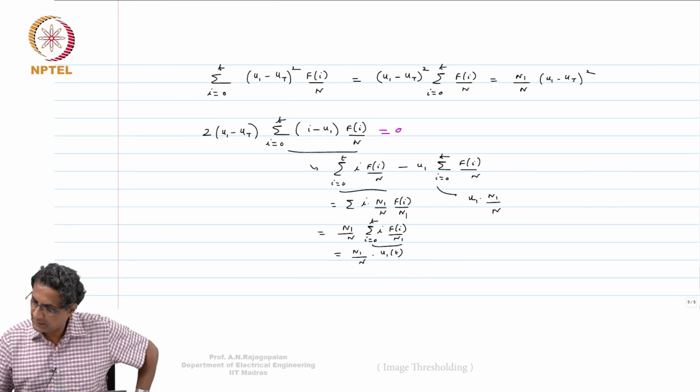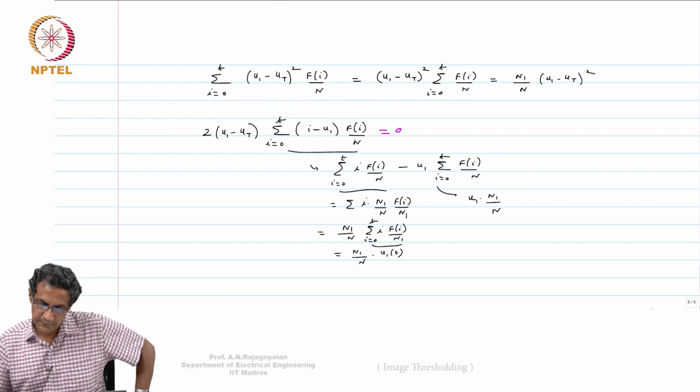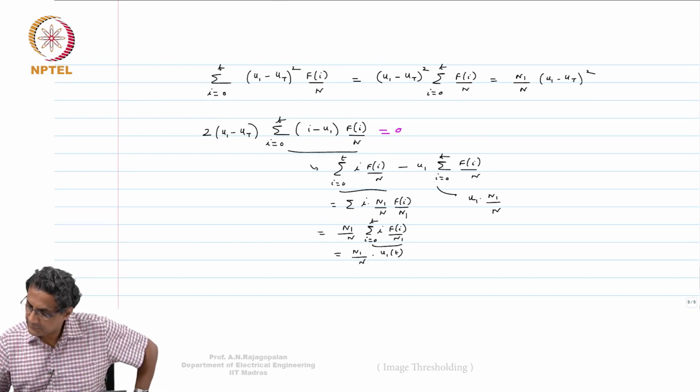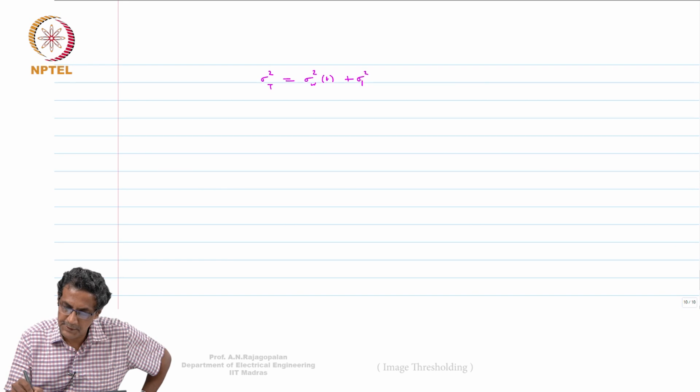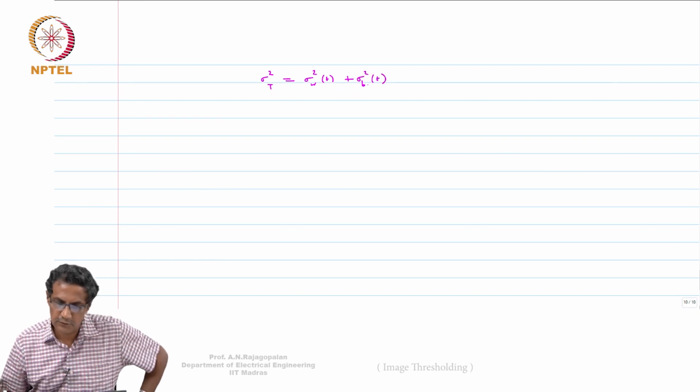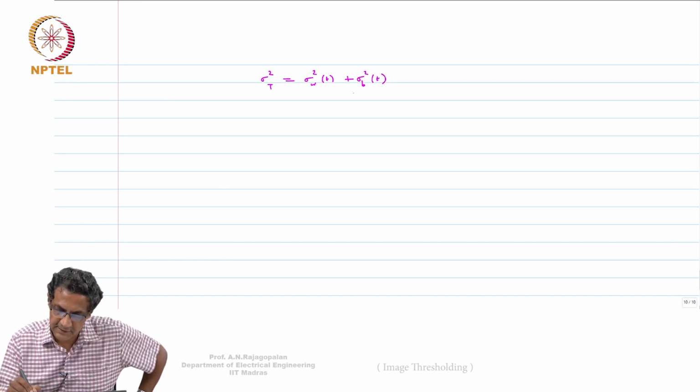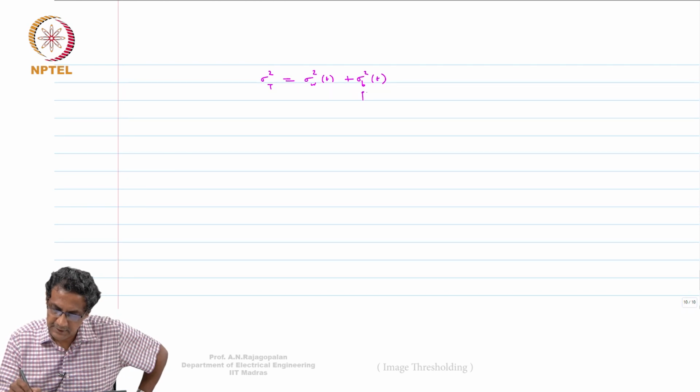Now the implications are as follows. Given the fact that sigma square t is equal to sigma square w of t plus sigma square b of t, if you find a t such that it maximizes between class variance or minimizes within class variance, we are done.